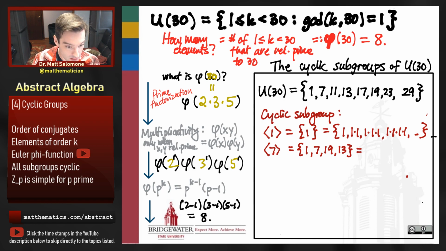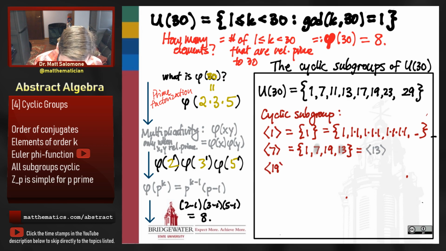Is it 19? It's not 19, because 7 times 19 is not equal to 1, mod 30. 7 times 13 is 91 as an integer, which is equal to 1, mod 30. And therefore, 7 and 13, because they're inverses, they're both generators for this cyclic subgroup. Either one of them can be a generator. And then we could go on and keep listing all the others as well.